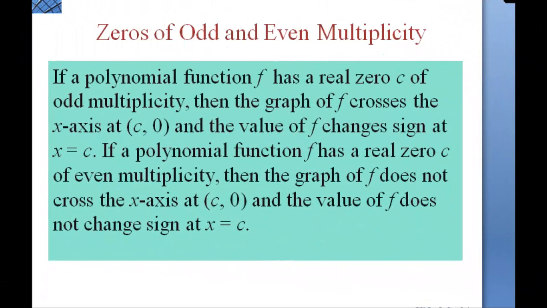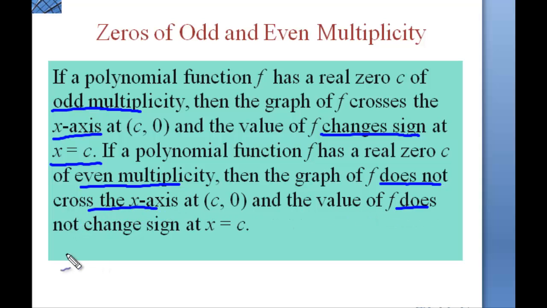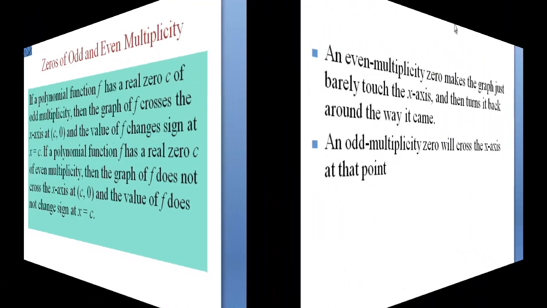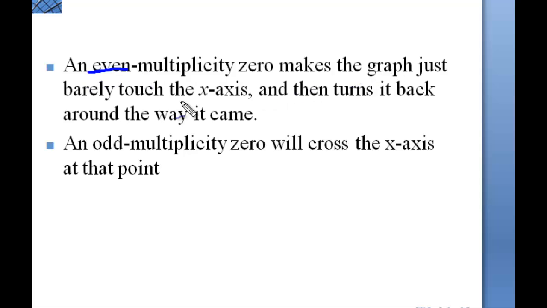Once we know the zeros and we know whether they're odd or even multiplicity, we can use that to determine what the graph looks like. So if it has a 0 of odd multiplicity, then it crosses the x-axis and it changes sign at x equals c. If it has a real 0 of even multiplicity, then it does not cross the x-axis and does not change sign. Let me show you what that means. An even multiplicity 0 makes the graph barely touch the x-axis and turns it back around the way it came. An odd multiplicity 0 crosses the x-axis at that point.